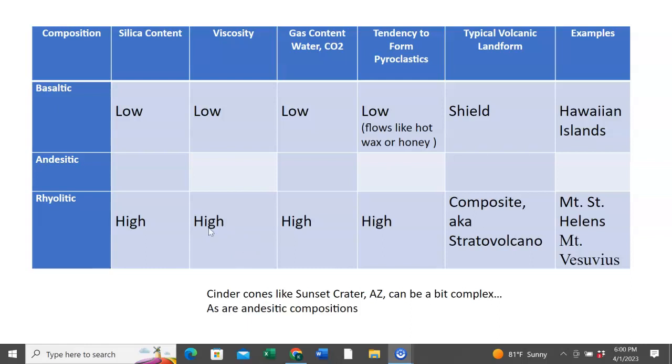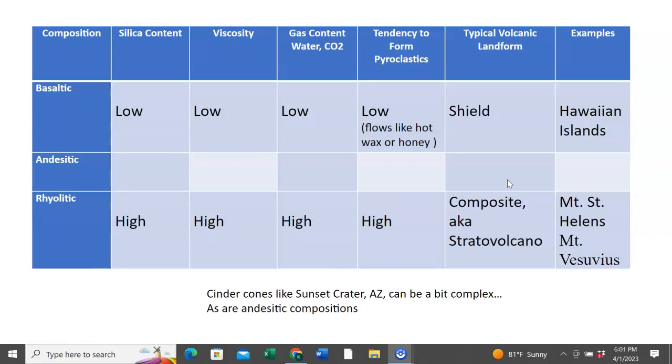Okay, so that's what happens with this rhyolitic high silica magma and lava when it comes out. Very thick, it traps gas, and it just explodes. This is going to be your more explosive kinds of volcanoes. And you'll get the pyroclastics, those pieces that shoot out of the volcano, and you get your tall, steep composite or stratovolcano cones. This would be like Mount St. Helens, Mount Vesuvius. Now this andesitic row is left blank.